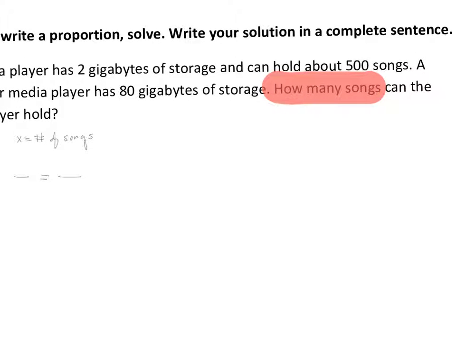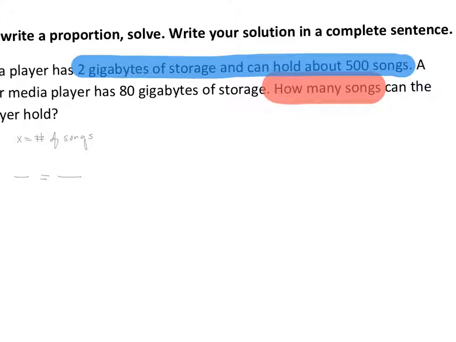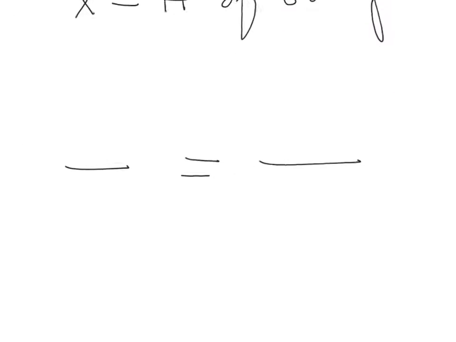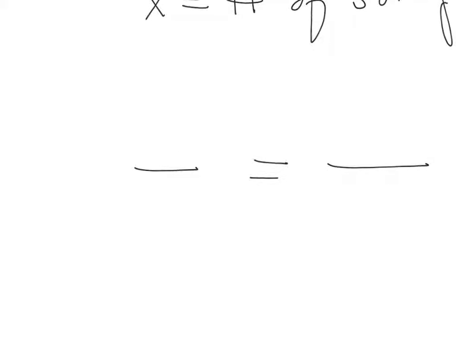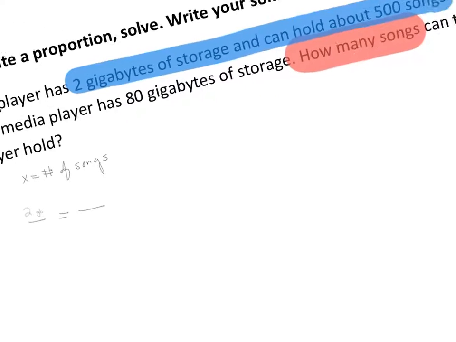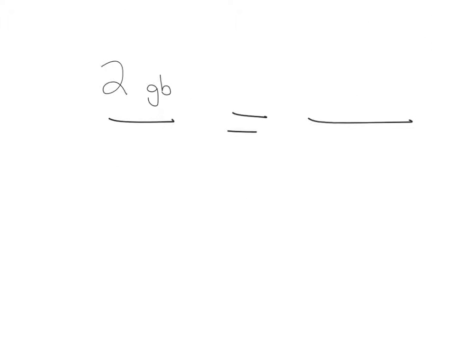So when I say find a relationship, I'm talking about here, 2 gigabytes of storage can hold about 500 songs. Okay, so there's a relationship there: 2 gigabytes, 500 songs. So down here, you're going to put 2, and I'm going to put GB just for gigabyte off to the side. You don't have to label everything, but I'm doing it to teach you how to do the problem. So 2 gigabytes is matched up to 500 songs. Okay, so this right here would be my fraction.